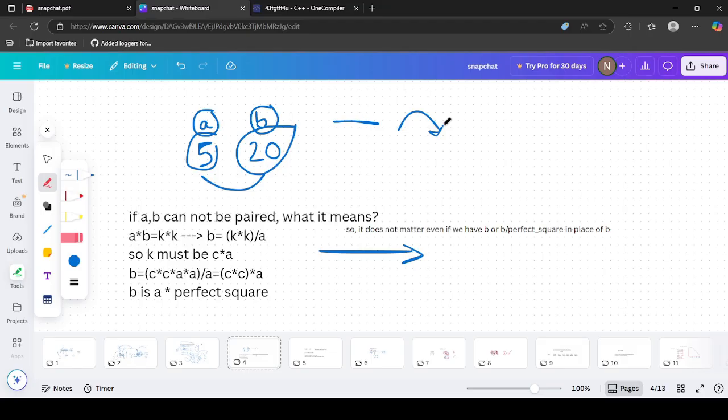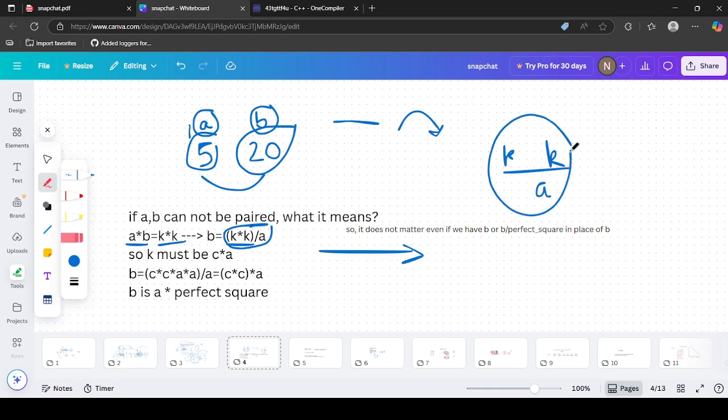So what does it mean? Let's say 5 is A and 20 is B. If we are unable to pair them, it means that A into B is some perfect square, which is K into K, right? So B can be written as K into K by A, which is some perfect square by A. If this is the case, then they cannot be paired. And now A, B, K all are integers. So K into K by A is also an integer.